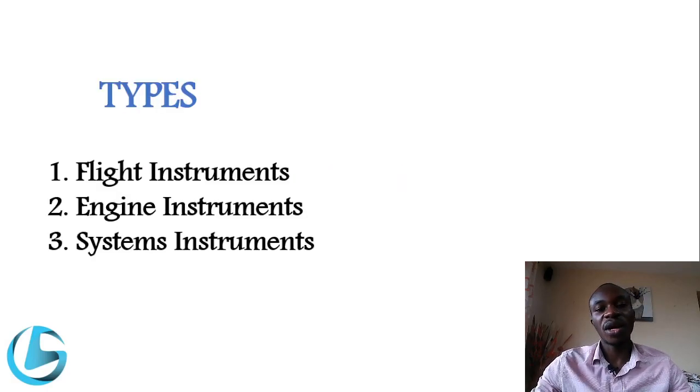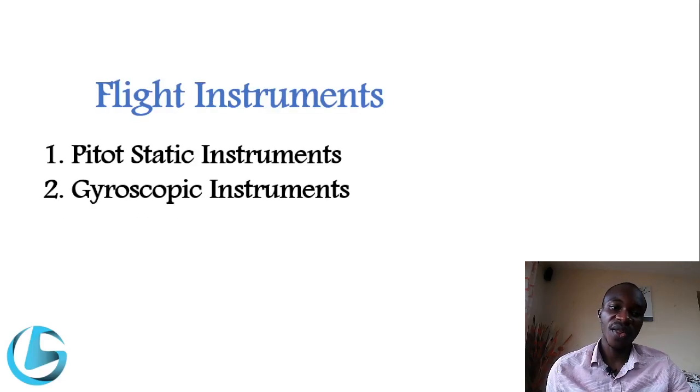There are three types of aircraft instruments. We have flight instruments, engine instruments, and system instruments. In today's video, we're going to be looking at flight instruments. In flight instruments, we have gyroscopic instruments and pitot static instruments. In this video, we're going to be focused particularly on the pitot static instruments.